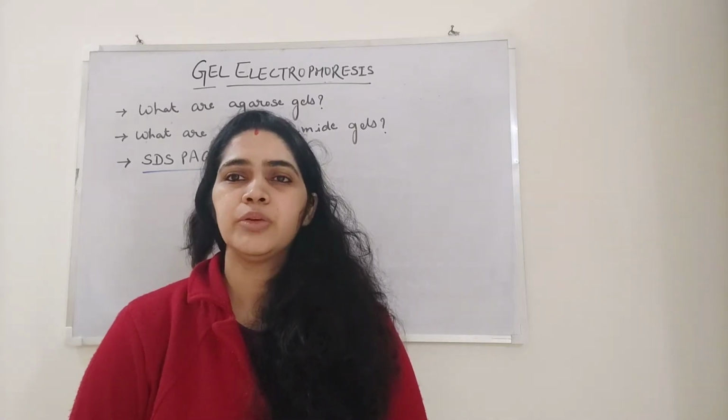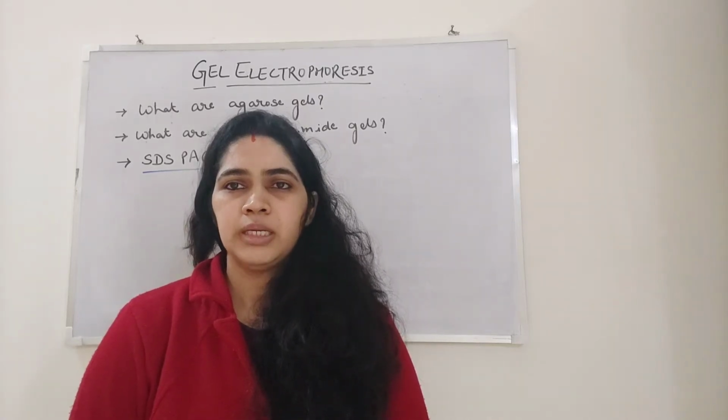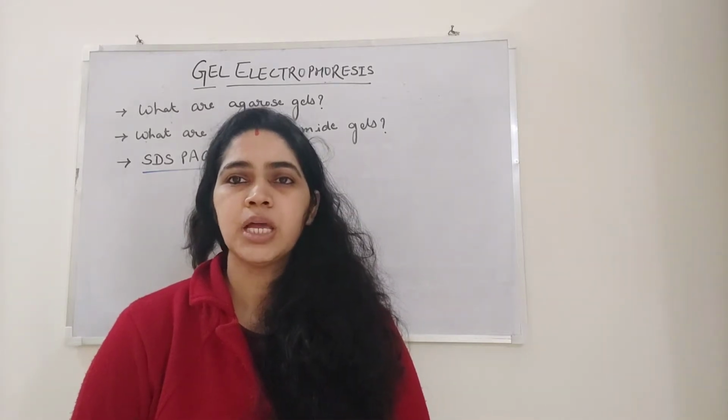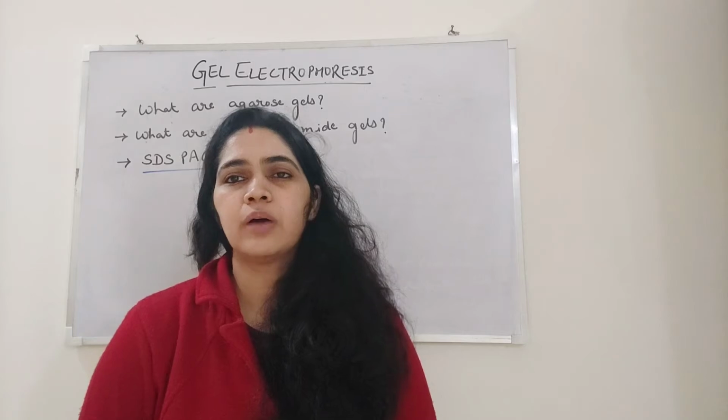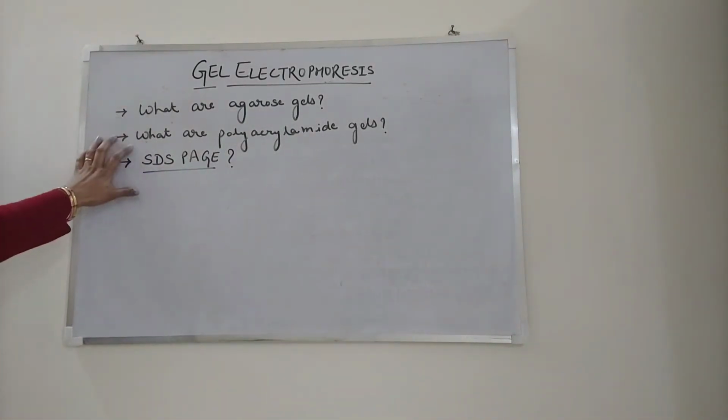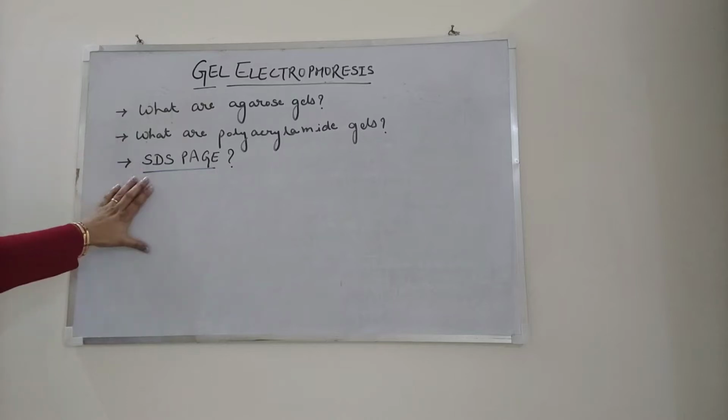In proteins we use polyacrylamide gel, whereas in case of nucleic acid we use agarose gel. So what I am going to cover today is what is agarose gel, what are polyacrylamide gels, and SDS-PAGE technology that is used for the separation of proteins.